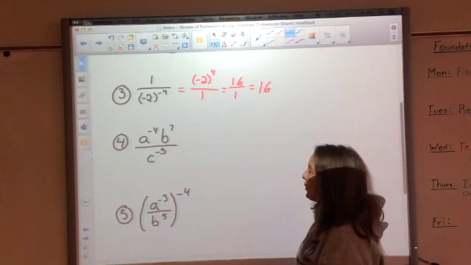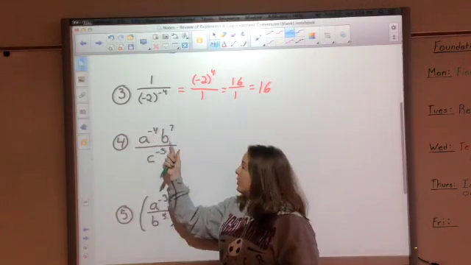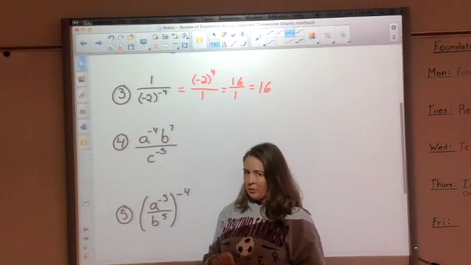All right, for number 4. Now in this case, I have some negative exponents. However, I also have to notice that the b does not have a negative exponent.